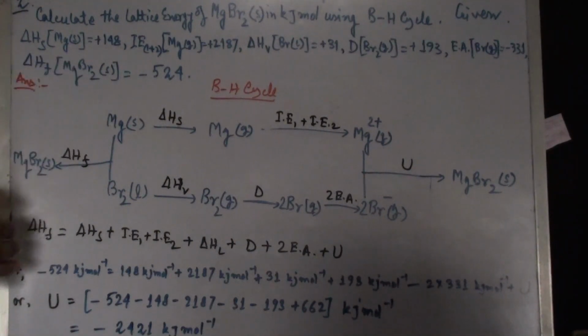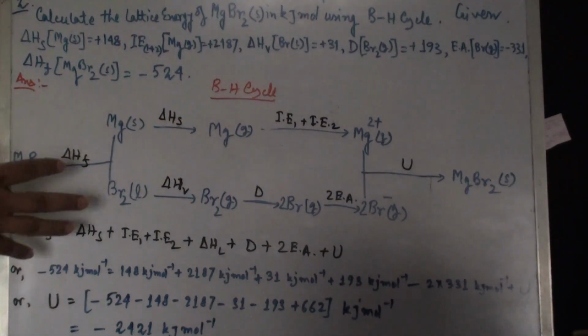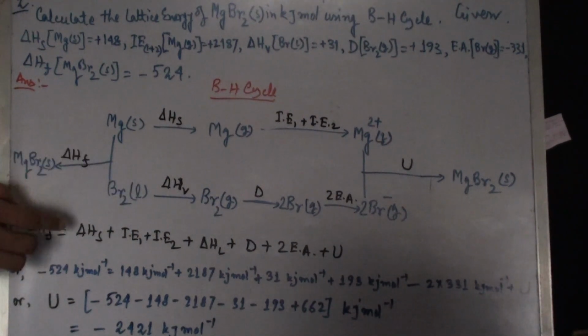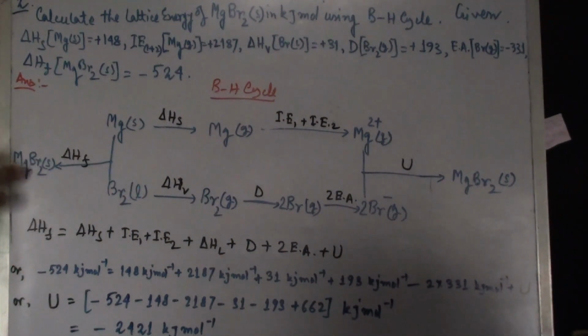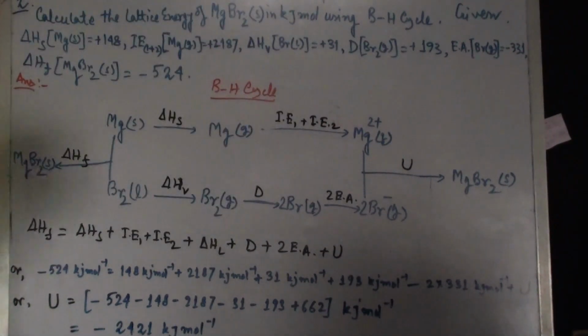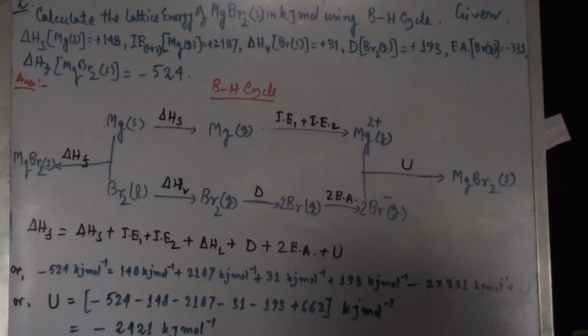Now in the left side, here when magnesium solid is heated with bromine liquid, then magnesium bromide solid is directly produced, and this process is called delta H formation. So this is our Born-Haber cycle of magnesium bromide. Now applying Hess's law, this is Hess's law, I have written here. Applying Hess's law, we can calculate the lattice energy of magnesium bromide.